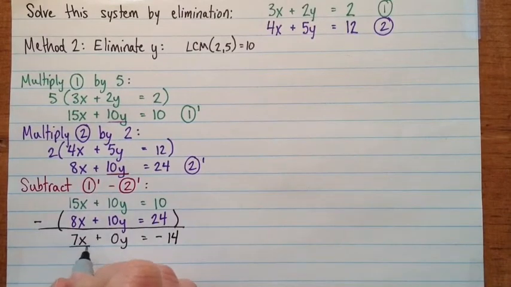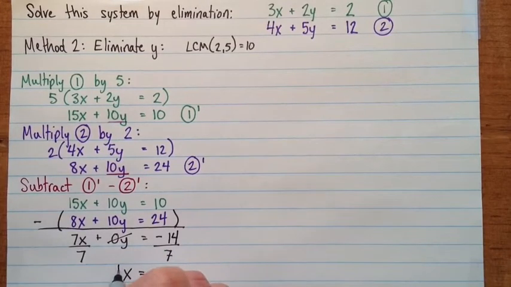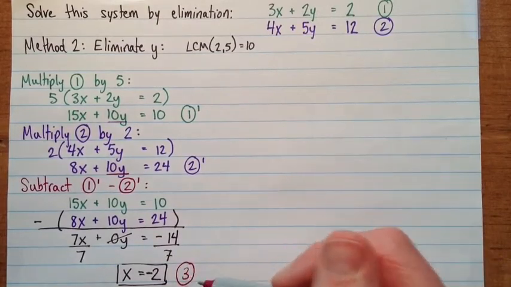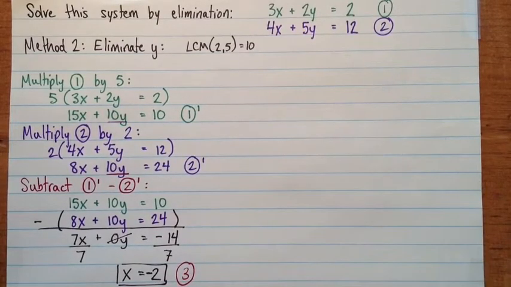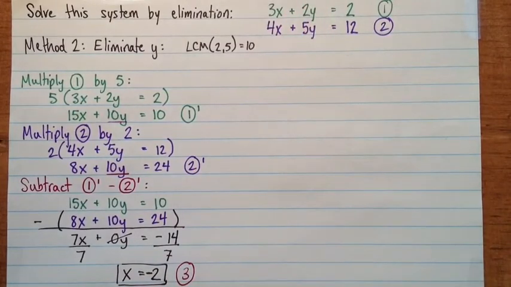So I'll divide both sides by 7, because we've got 7x. The 0y we can get rid of. Divide by 7, so we have x equals negative 2. There we go. So this is equation 3. So we've got one of the values for the variables here. So that's the hard work done. Now we just have to substitute this back into one of the equations, find y, and then we'll check. I won't check on this video, but I would expect you to check.